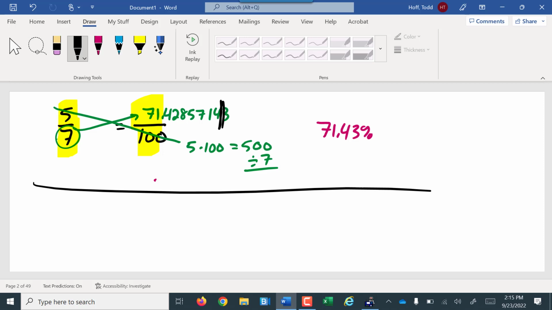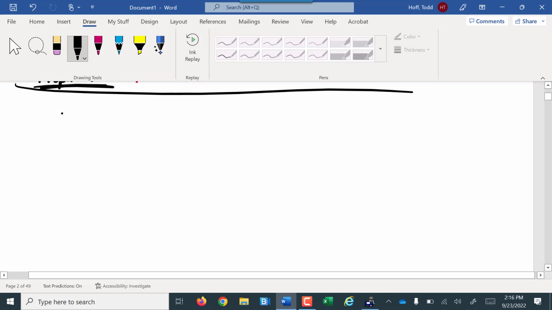So anyway, this setup where we have that appearance of one fraction equal to another fraction, it's really one ratio equal to another ratio. It's called a proportion. And that leads us to our first method of working with percents, called the proportion method.